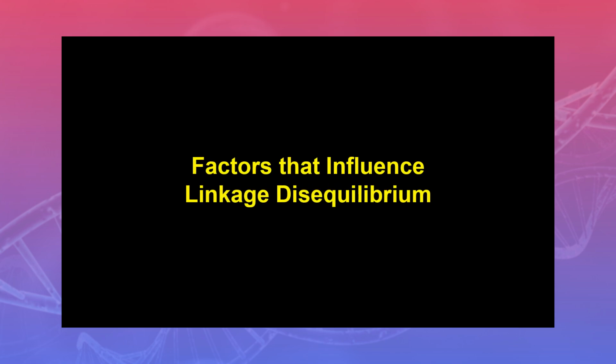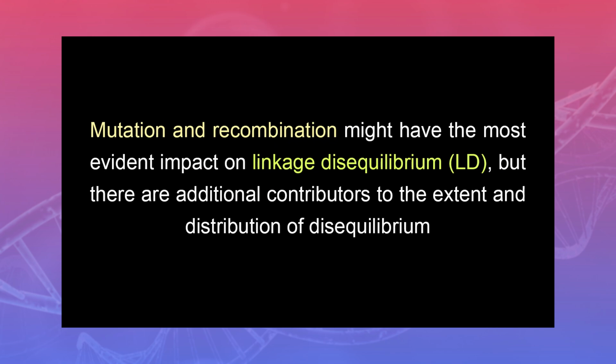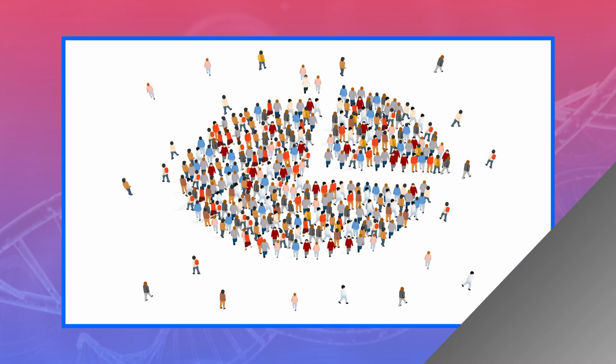Dear students, let's talk about the factors that influence linkage disequilibrium. Mutation and recombination might have the most evident impact on linkage disequilibrium, but there are additional contributors to the extent and distribution of disequilibrium. Most of these involve demographic aspects of a population and tend to sever the relationship between linkage disequilibrium strength and the physical distance between loci or position.